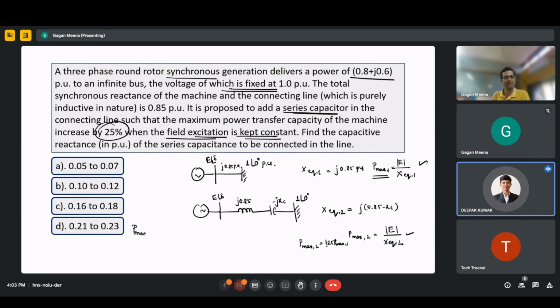Yes, sir. First we will calculate P1 max. P1 is already given as 0.8. And the second equation is E divided by X EQ2, which equals 1.25 times 0.8. So now can you calculate XC?